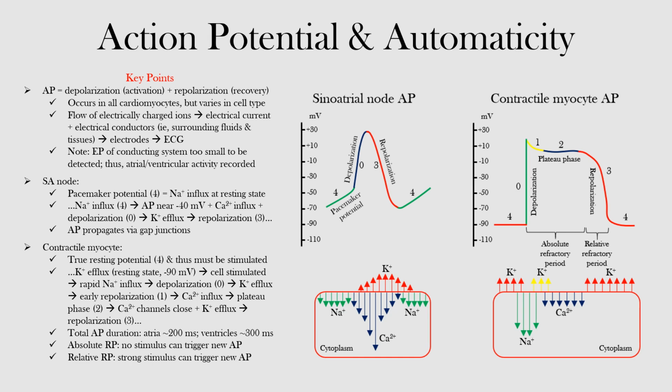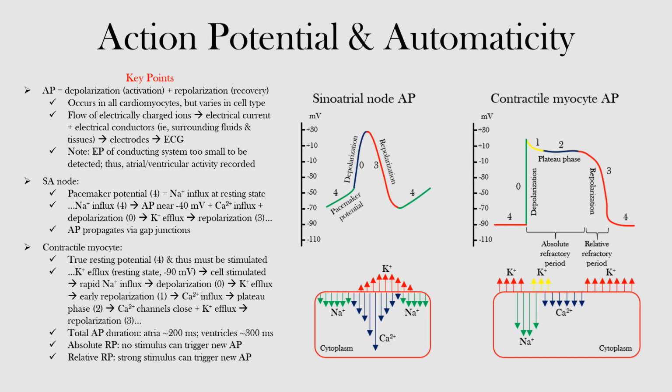Sodium, potassium, and calcium ions continue to flow back and forth across the cell membrane during depolarization and repolarization, and it is because these ions are electrically charged that an electrical current is generated. Now, fluids and tissues that surround the heart consist of ions and therefore can act as electrical conductors. As a result, electrical currents generated in the myocardium can then be transmitted to the skin and detected by electrodes. It is then these electrical currents that are captured and recorded on the EKG paper.